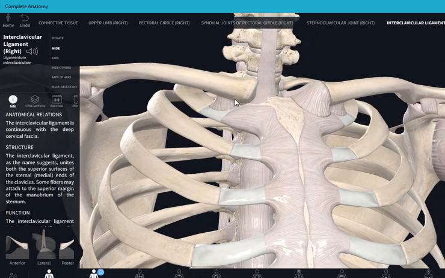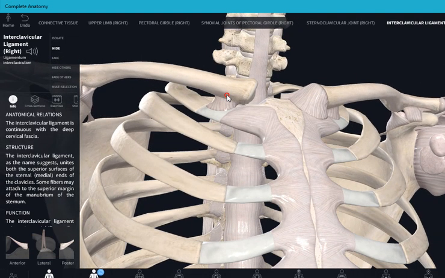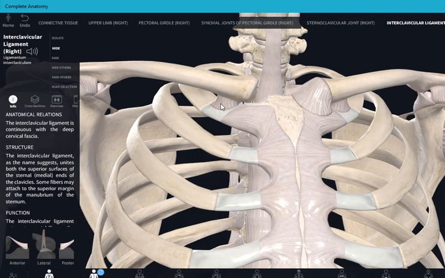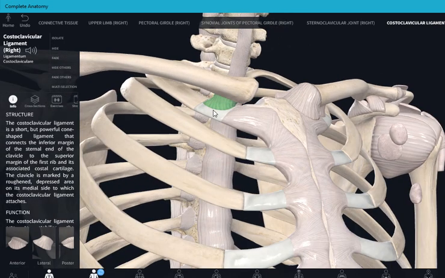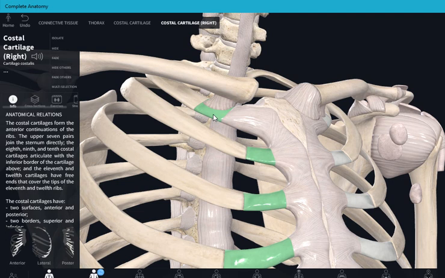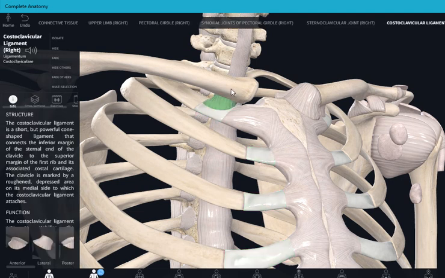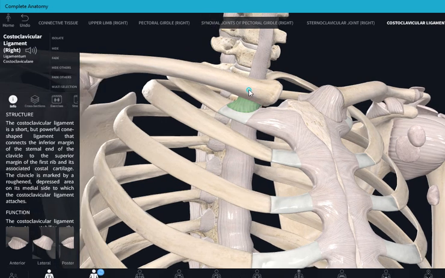Now, initially, I told you that the clavicle has a groove underneath, and that was a groove for the costoclavicular ligament. This ligament here is exactly the costoclavicular ligament, which is connecting the cartilage of the first rib, called the costal cartilage, to the clavicle. This is why it is called the costoclavicular ligament.